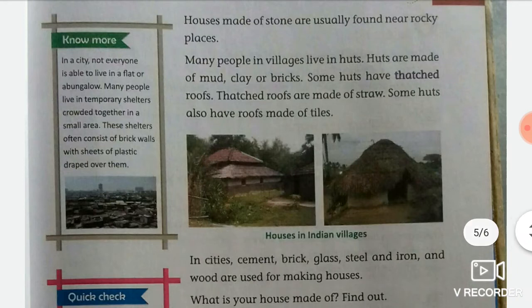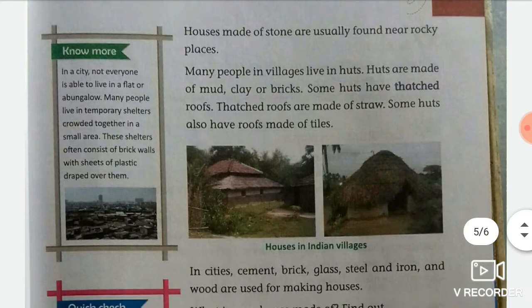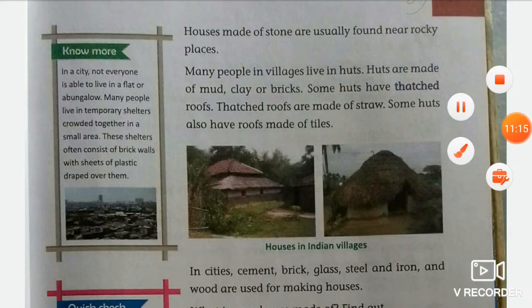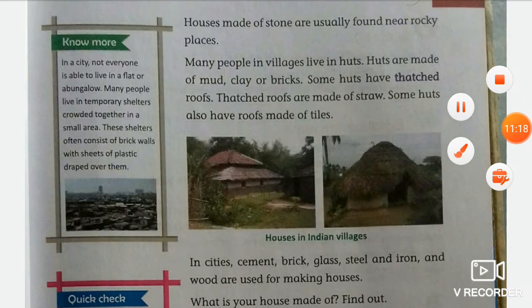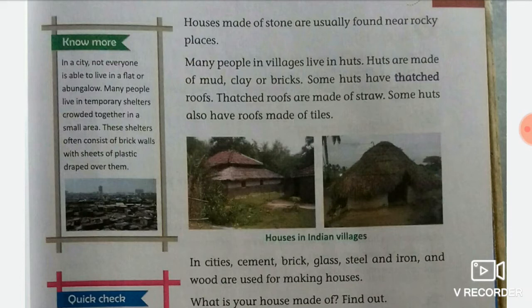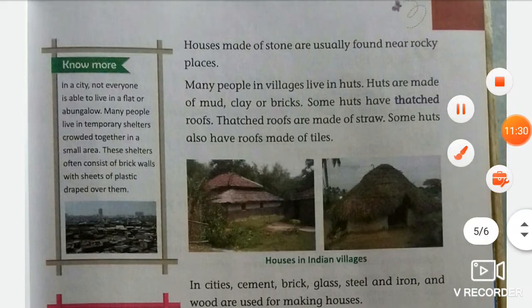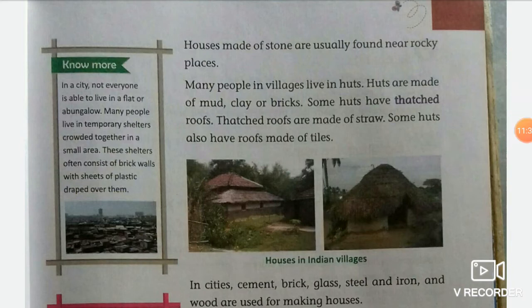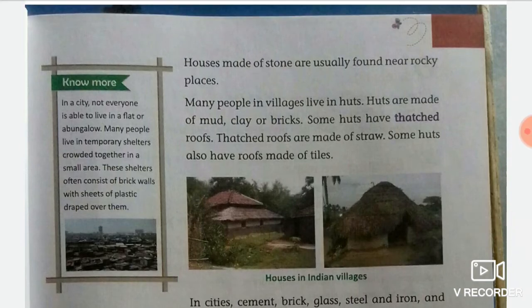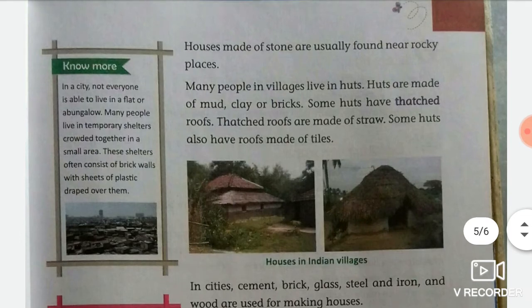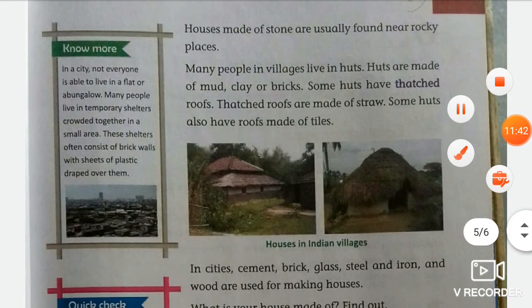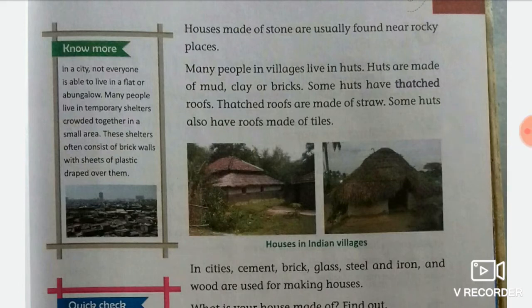Is that clear? So what is a pakka house, students? A pakka house is a kind of house that is made of bricks, cement, iron rods, steel, etc. Okay, and the kacha house is a kind of house that is made of mud, straw, dry leaves, wood, etc. So in villages mostly houses are made of mud, and those are called kacha houses.